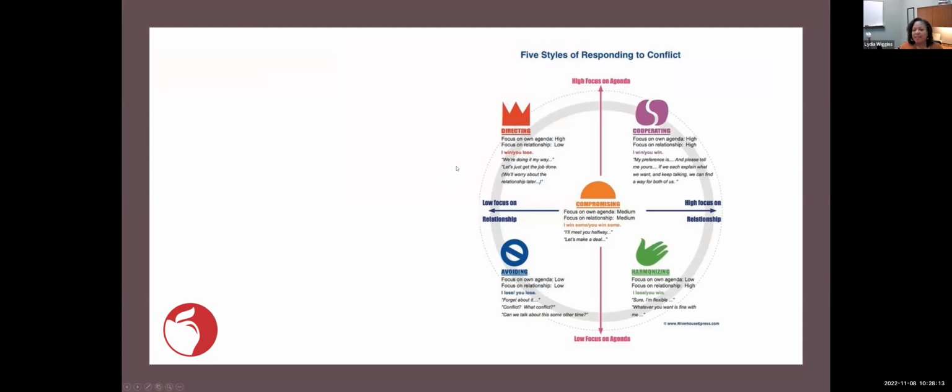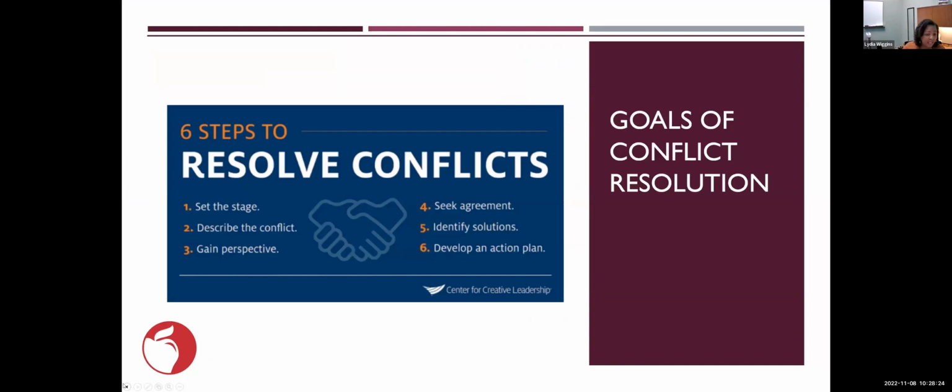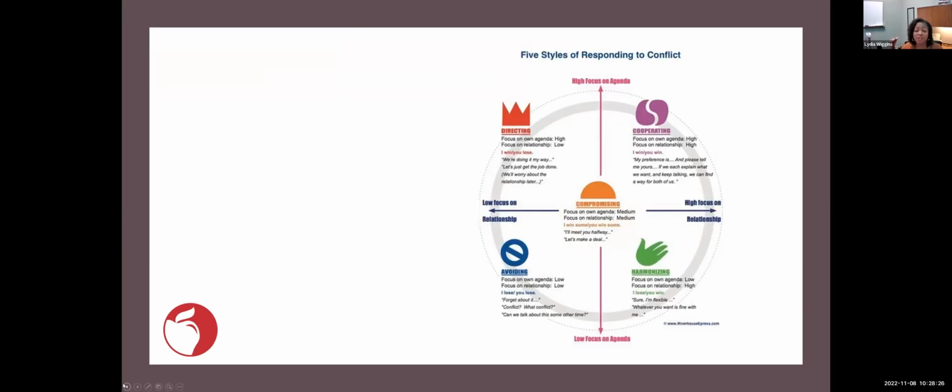So we'll look at the 5 styles of responding to a conflict. Some of you are avoiders, meaning that you see a conflict and you run as far as you possibly can away from it. There might be a conflict in your face, but you just walk away because you're an avoider. I don't want to have this conversation right now. I can't talk about this.